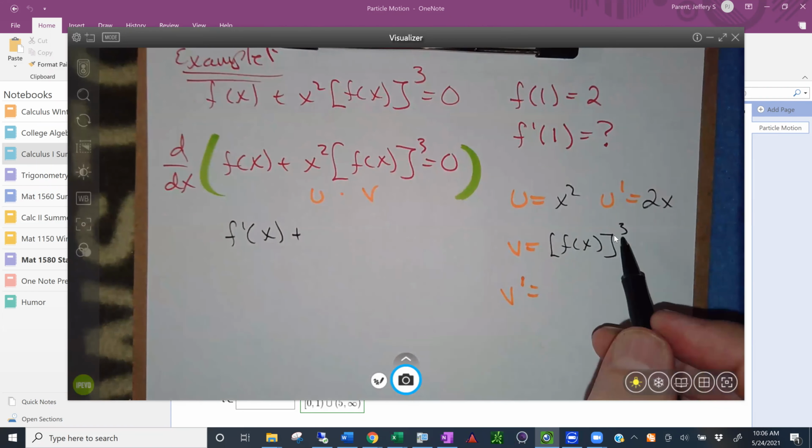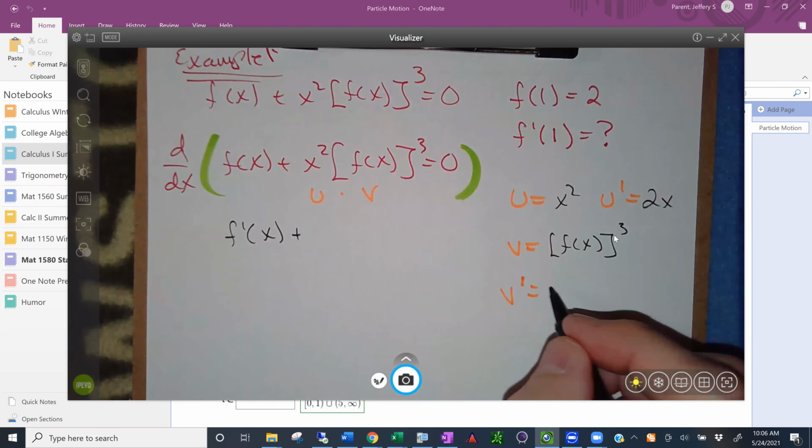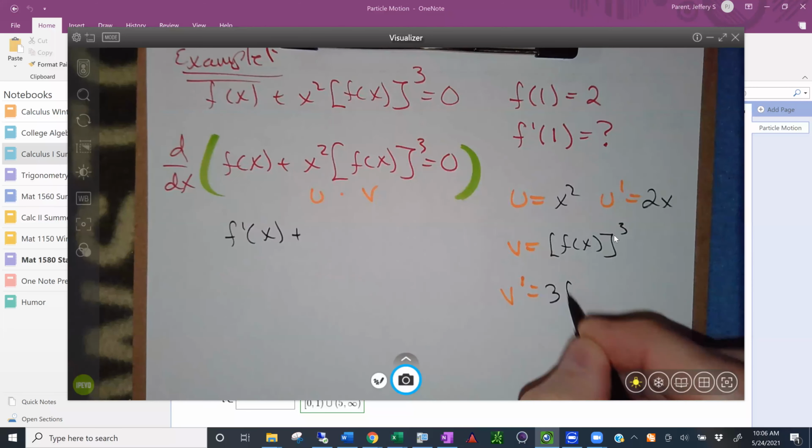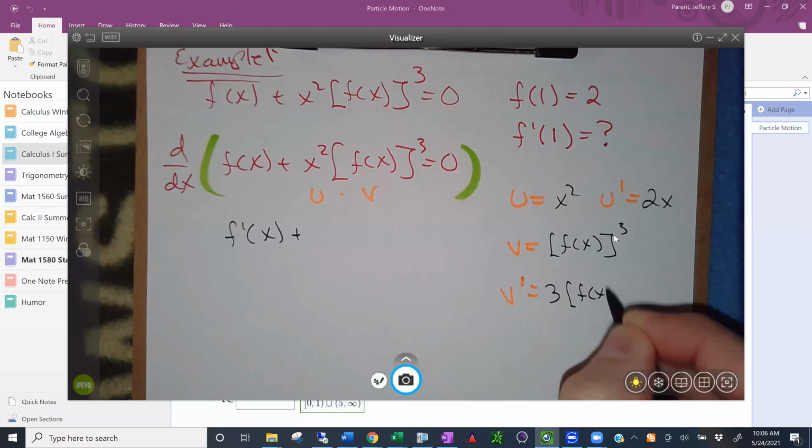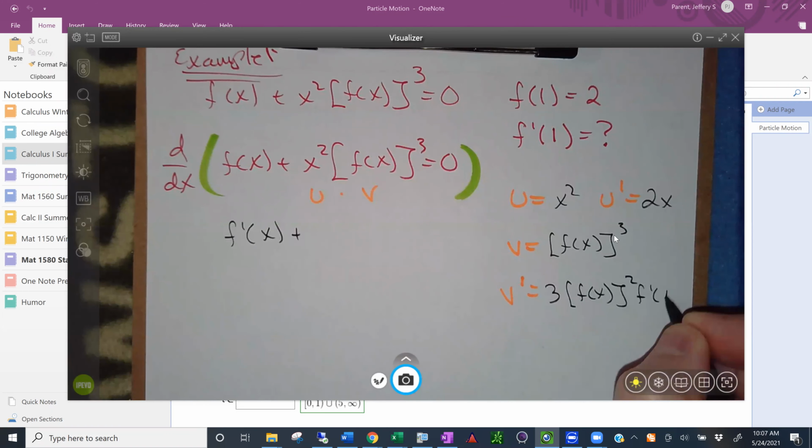V prime is going to be the derivative of the outside times the derivative of the inside. So the derivative of the outside is 3 times f of x squared. What's the derivative of the inside going to be? F prime of x. Yeah, thanks, Aiden. F prime of x.